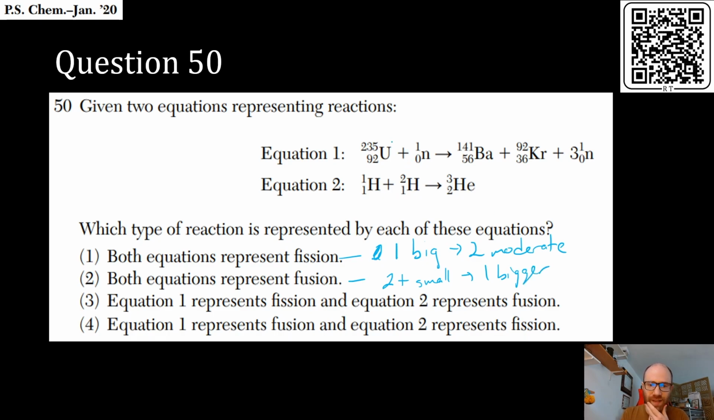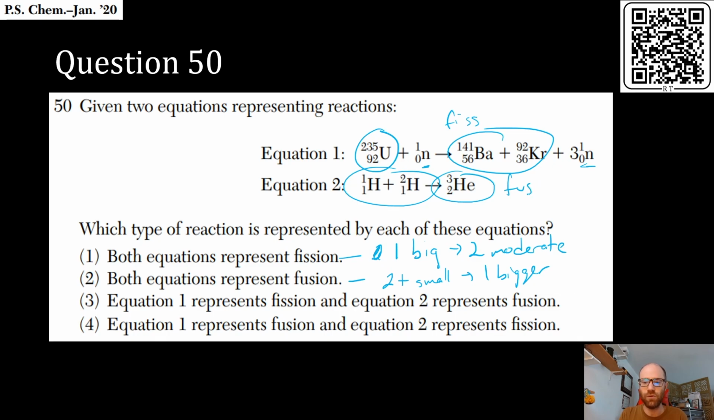So looking here, we've got our big particle. This one neutron isn't really going to matter, and these three neutrons aren't really going to matter in terms of nuclei. We have one big becoming two smaller, and then here we've got two smaller becoming one bigger. So this tells me that equation 1 is fission, and equation 2 is fusion, which matches up with choice 3.